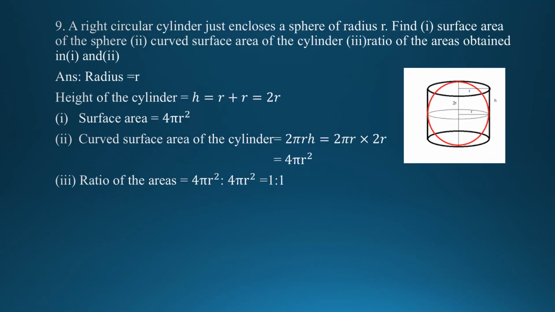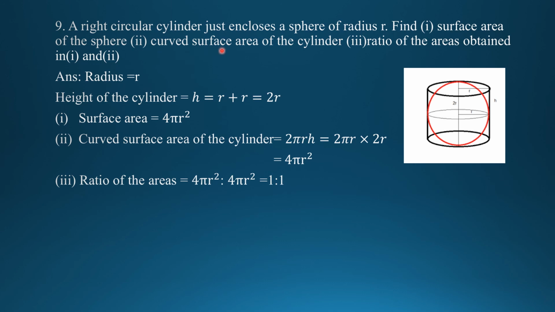Question number 9. A right circular cylinder just encloses a sphere of radius r. Find surface area of the sphere, curved surface area of the cylinder, ratio of areas obtained in 1 and 2. We can see a cylinder and a sphere enclosed in the cylinder, and we are given the radius of the sphere is r. We are asked to find the surface area of the sphere with radius r. Surface area will be 4 pi r square itself.